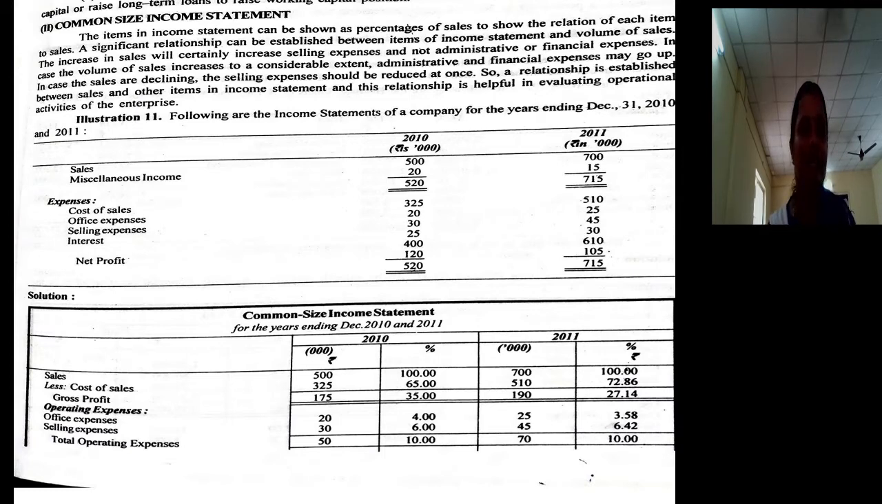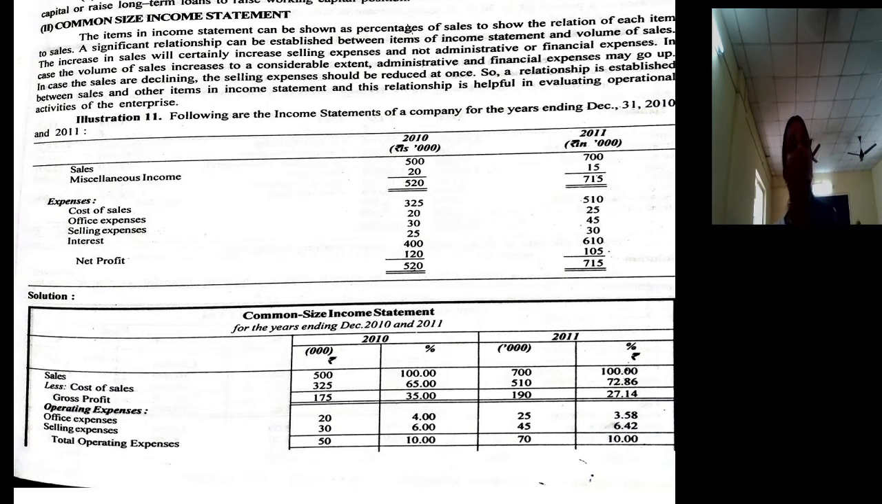The increase in sales will certainly increase selling expenses, not administrative or financial expenses. In case the volume of sales increases to a considerable extent, administrative and financial expenses may go up. In case the sales are declining, the selling expenses should be reduced at once. So, a relationship is established between sales and other items in income statement, and this relationship is helpful in evaluating operational activities of the enterprises.